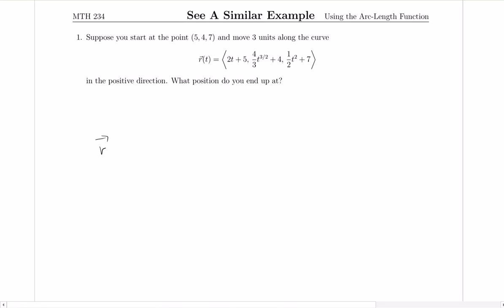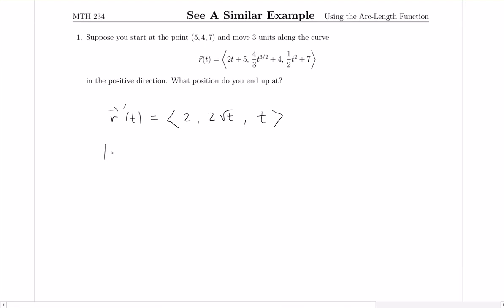First, before we can get the arc length function, we have to take the derivative. So we need to compute r prime. So the x component is just 2. The y component is 2 square root of t. And the z component is just t. So that's r prime.